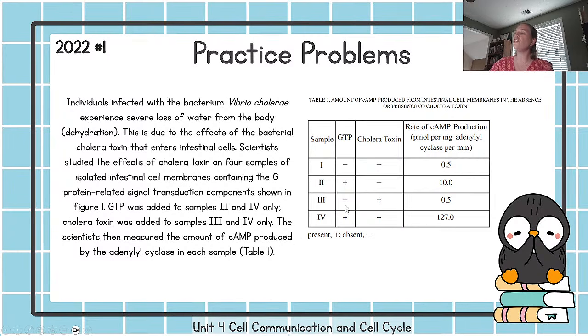Okay, so just looking at this alone, I can already tell a lot of information. I can tell that the independent variable, what the scientist is changing, is going to be the presence or the absence of the GTP, the presence or the absence of the cholera. I can also tell about what the dependent variable is. The dependent variable is going to be the rate of the cyclic AMP production. That's what the scientist is going to be measuring.